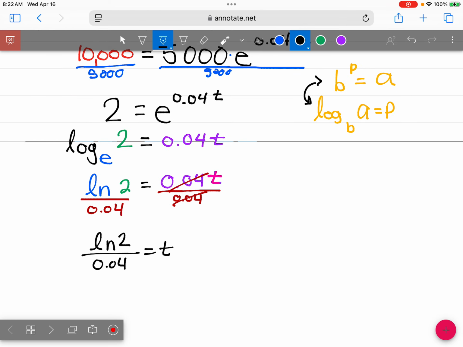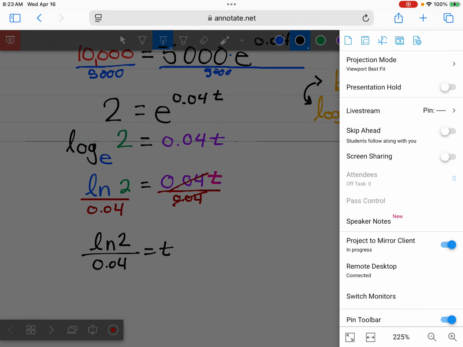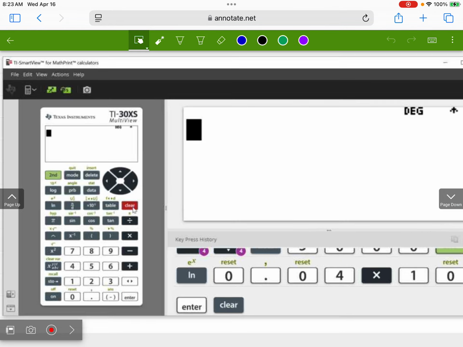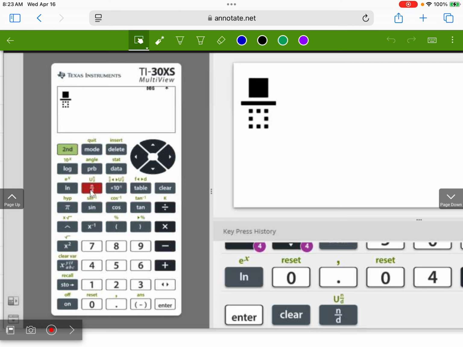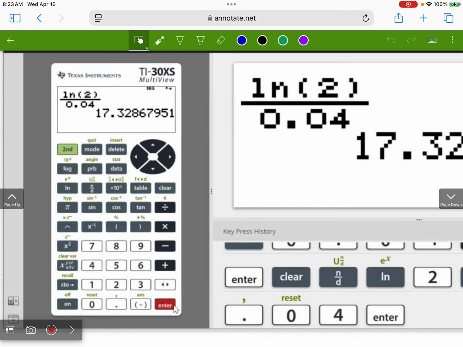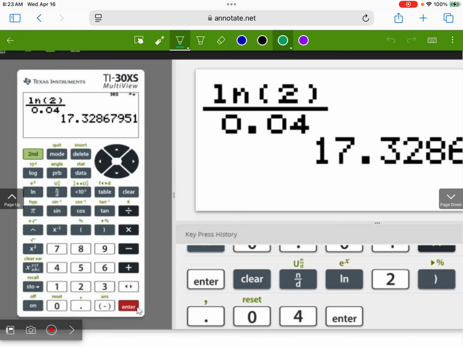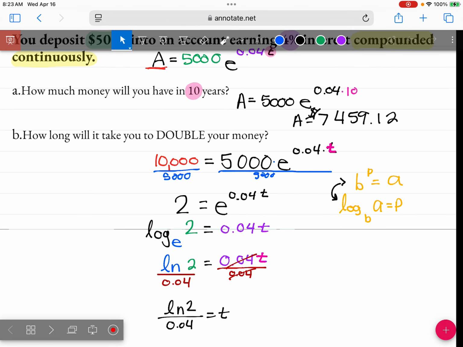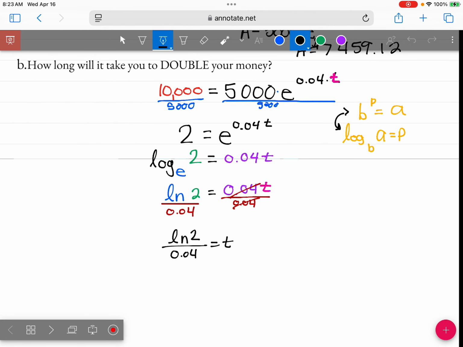So let's type this in the calculator real quick to get our decimal answer. We can go into our calculator and on our second column, third button down, we get our fraction. We can put in our ln of 2, and we're dividing that by our 0.04. We'll just take one decimal place on this one. So it's going to be 17.3 years. So if I wanted to double my money and get up to $10,000, it would take 17.3 years.